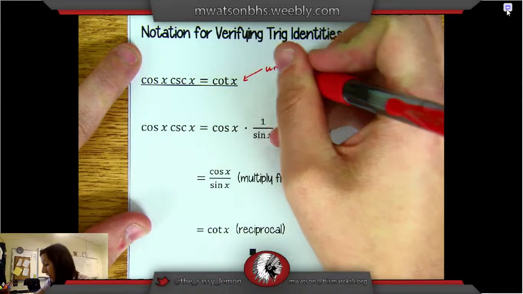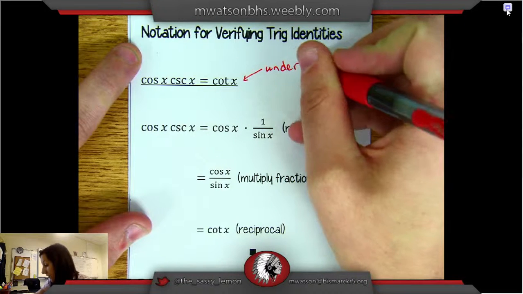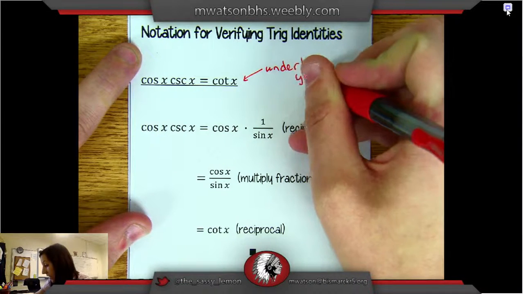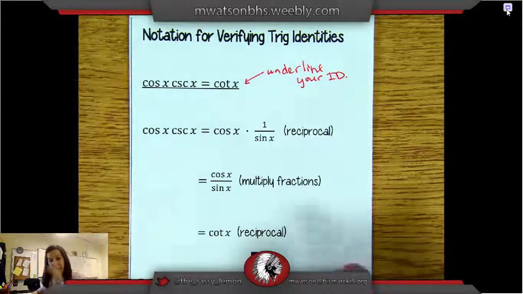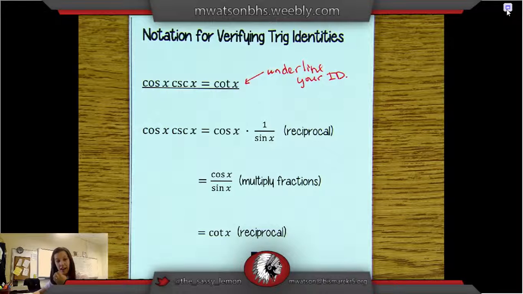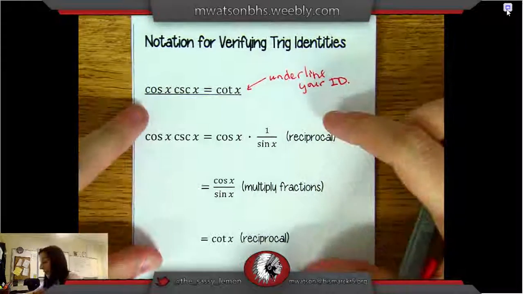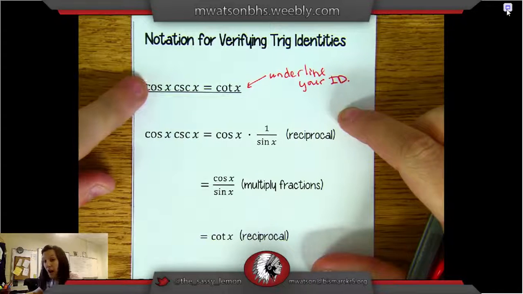So underline your ID, and my abbreviation for identities is ID. So underline your ID. Every single time I want to see that underlined so that I know what you're working with. Then you start working with it. So this is where I'm actually showing my work. This is just writing the problem.